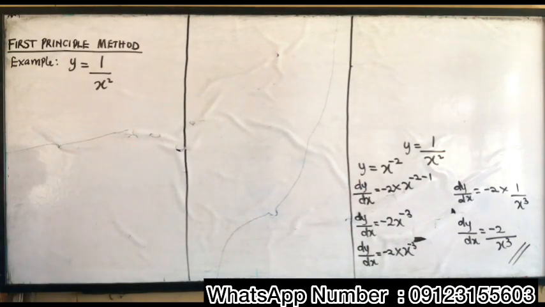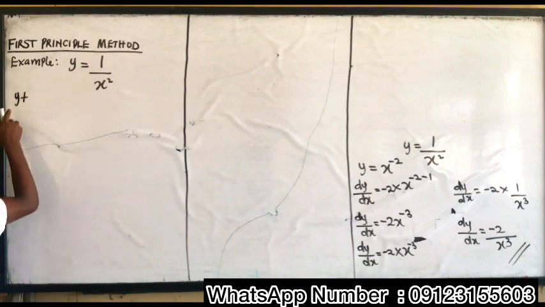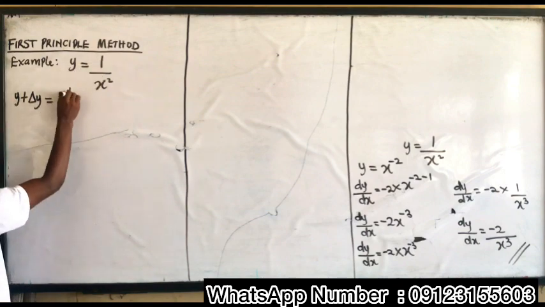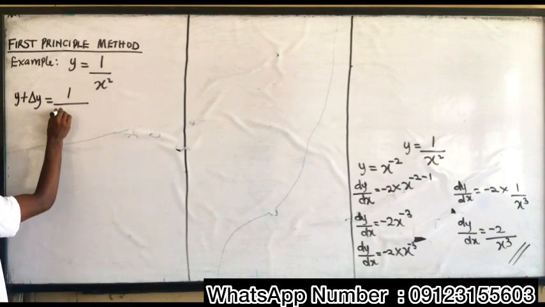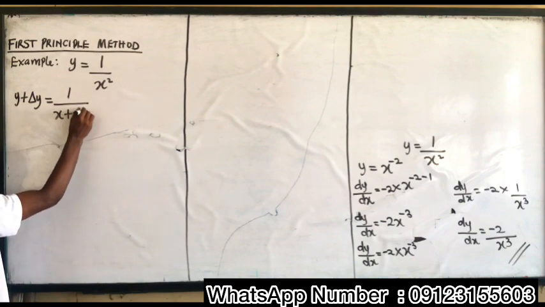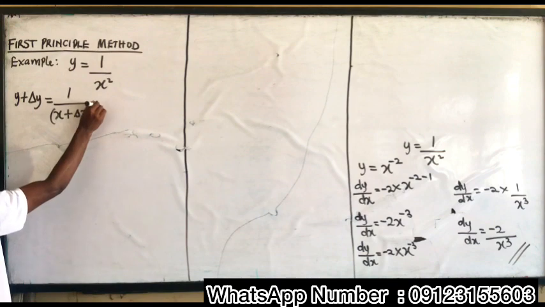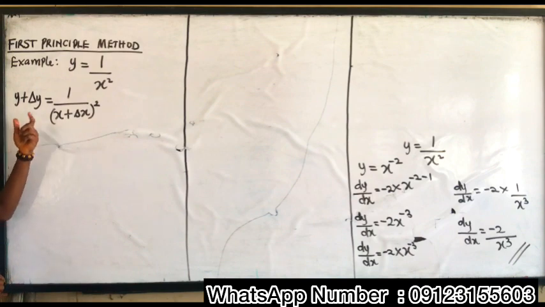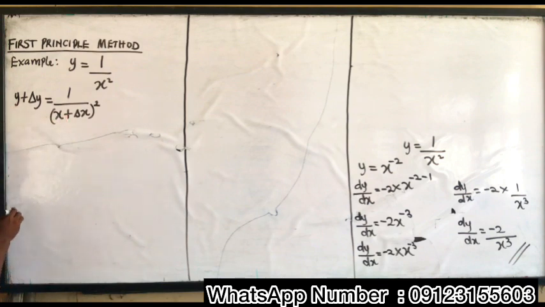Now listen, what's the concept here? To y add change in y, to x add change in x. So I have y plus change in y is equal to 1 over x plus change in x, all squared. When I expanded this, I'll drop the link on how I expanded this. In our second class, we expanded this using the concept of Pascal's triangle.